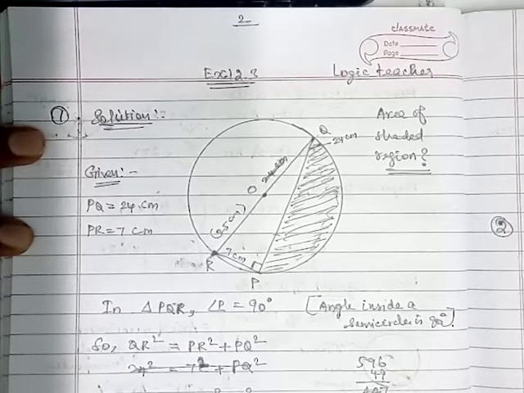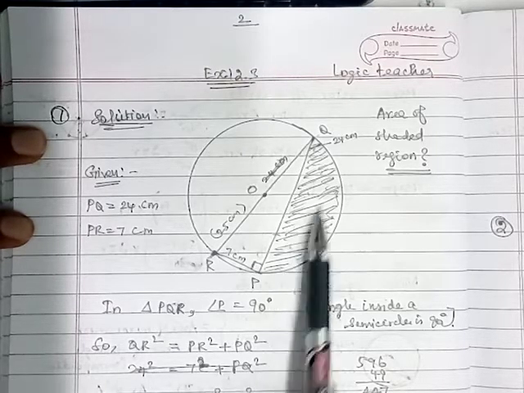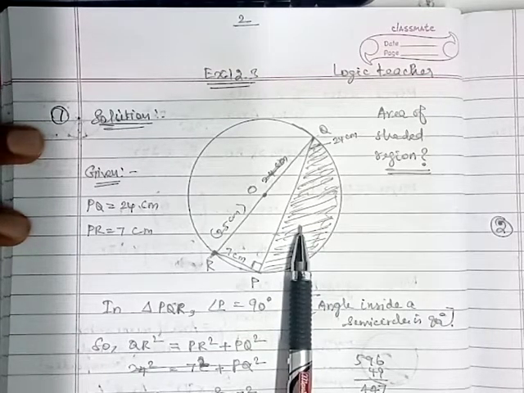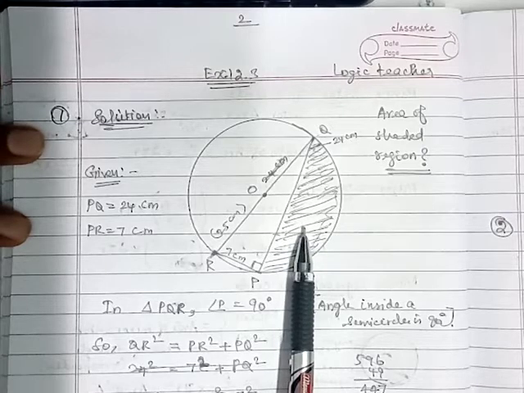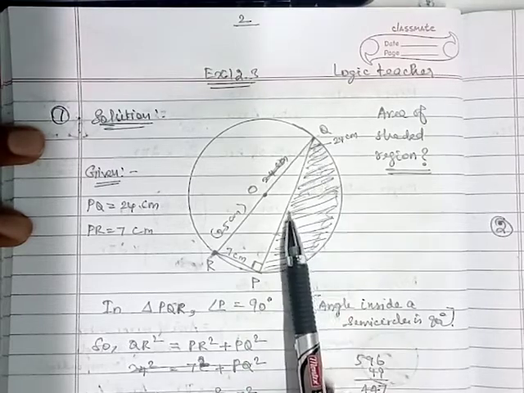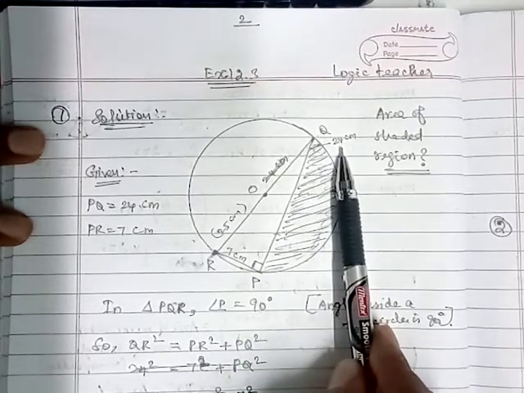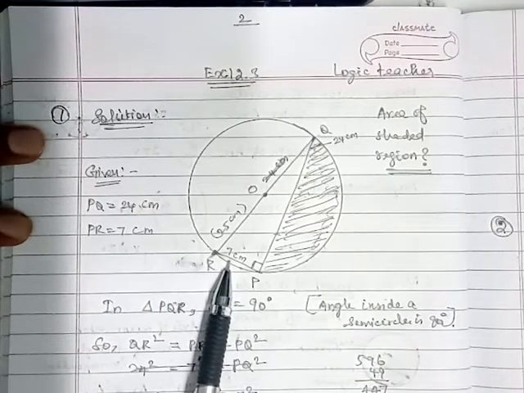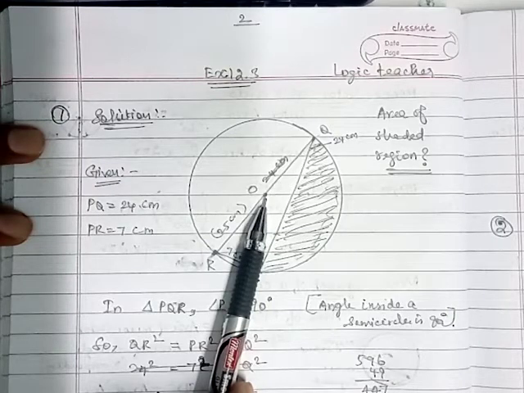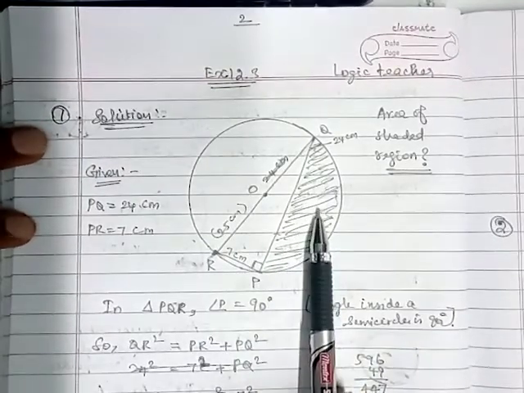Now we are going to see exercise number 12.3, first sum. The sum is: find the area of the shaded region in figure 12.19. If PQ is 24 centimeter, this is PQ, and PR is 7 centimeter, and O is the center of the circle. We have to find out the area of this shaded region.